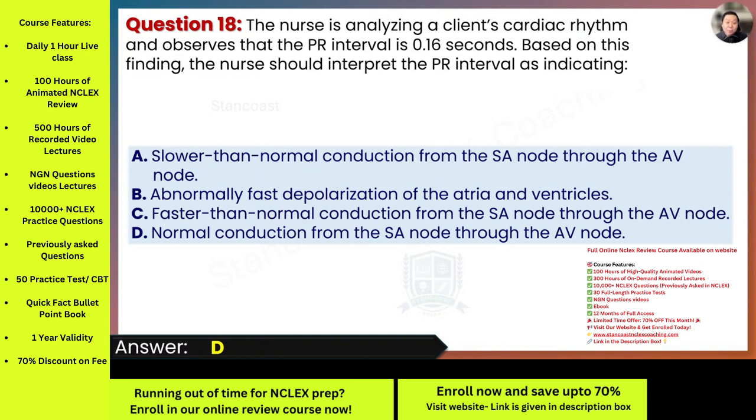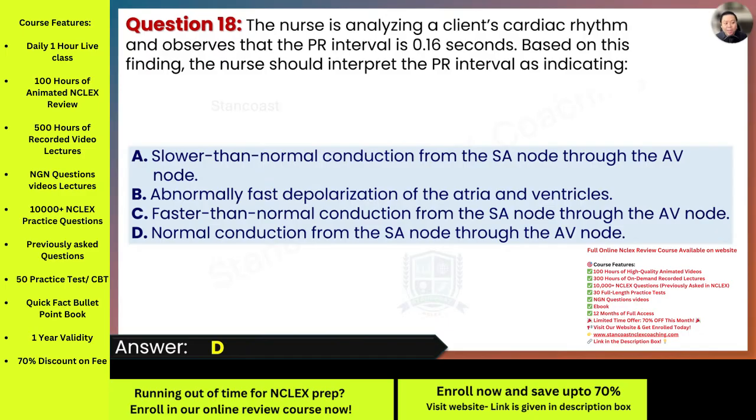Now, the key point here is the normal range for the PR interval, which is typically between 0.12 and 0.20 seconds. And now, your client's PR interval is set at 0.16 seconds. And this interval falls right within the normal range. So it indicates that the conduction from the SA node through the AV node is occurring at a healthy rate. So that's why it is the answer.